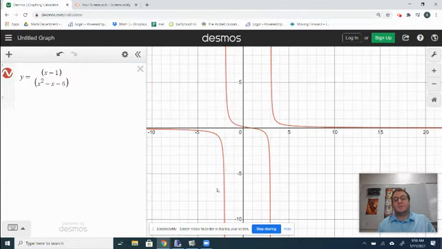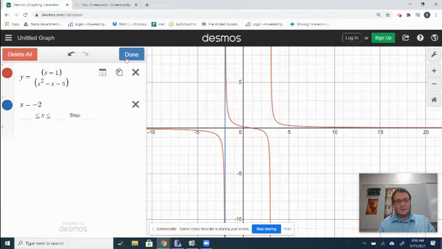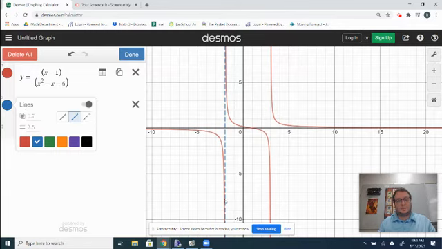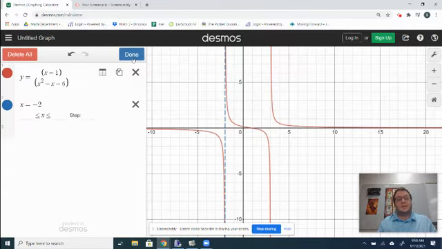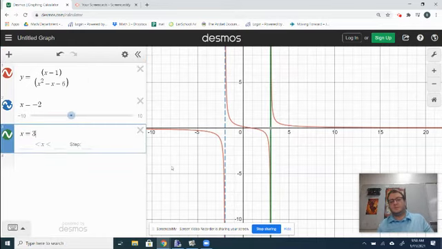Okay. Now, something really weird happens here at -2 and +3. And what's happening there, so x equals -2, and let's make that a dotted line, because that's usually how we represent asymptotes. Yeah, let's do that one. Okay, and then also x equals 3. Again, let's make that a dotted line.